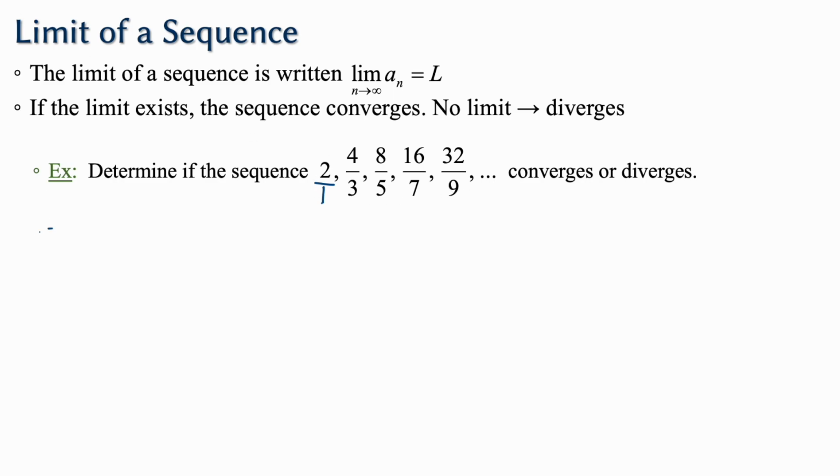So the first thing I'm going to do again is figure out what's a nice rule that would define this sequence. What I notice, just looking at the top, is we have 2, 4, 8, 16, 32, and so on. So it looks like we're starting at 2 and then doubling and doubling and doubling. We sort of saw that in a previous example. So my numerator could be described as 2 to the n.